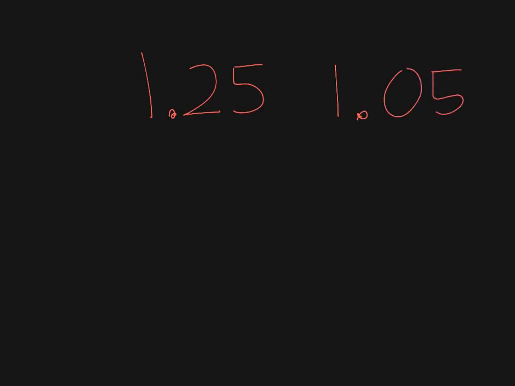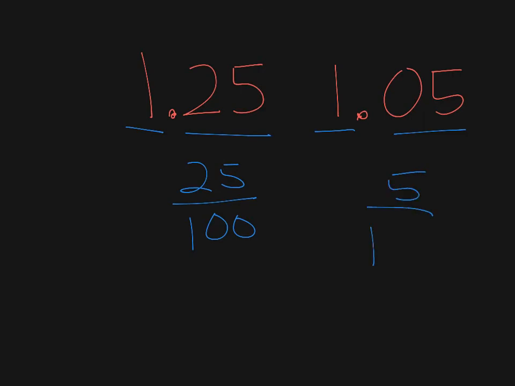Well, obviously, they both have 1 pound, but Sandra has 25 hundredths, and her friend had only 5 hundredths, so of course, 25 is greater than 5, so we know that Sandra bought more candy. So the answer is Sandra.